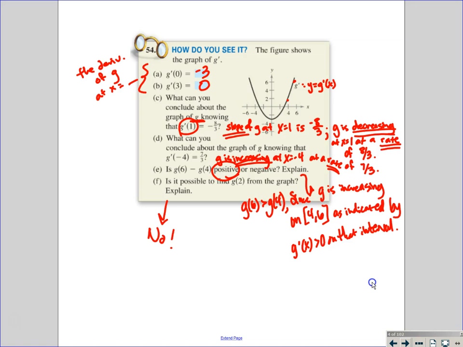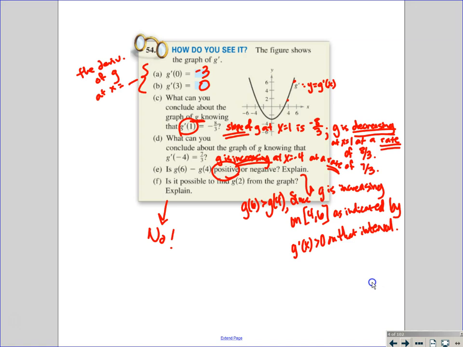I can find G prime values or approximate G prime values. I can tell whether or not G is increasing or decreasing. But in order to answer letter F, we need to know an initial starting point from which we can start thinking about increasing and decreasing. Here's a good example. If you tell someone, oh, I just went 5 miles. Where am I? Exactly. Where'd you start? And which direction? You can't answer the question.